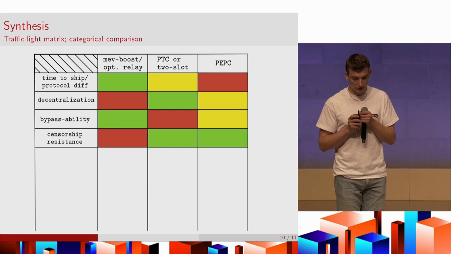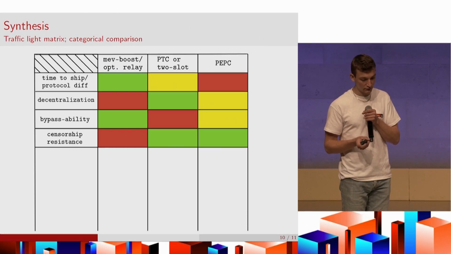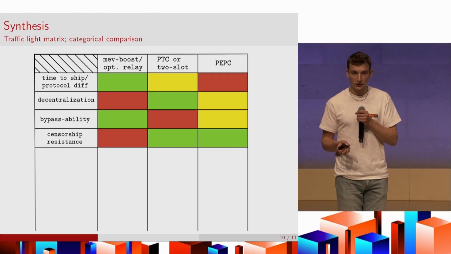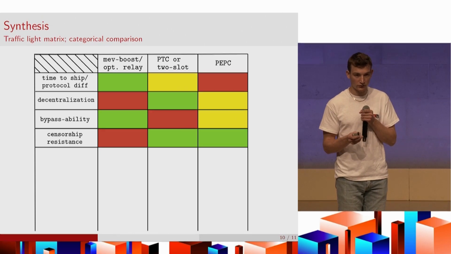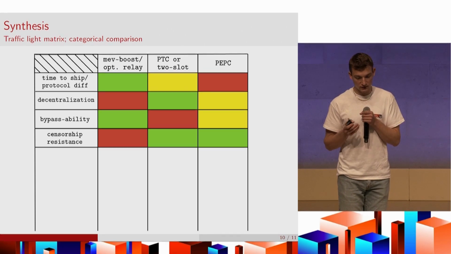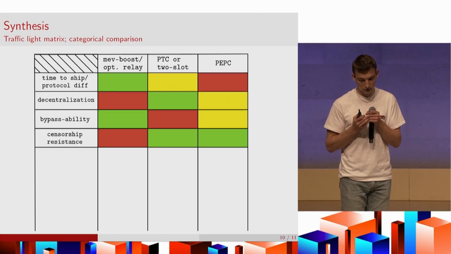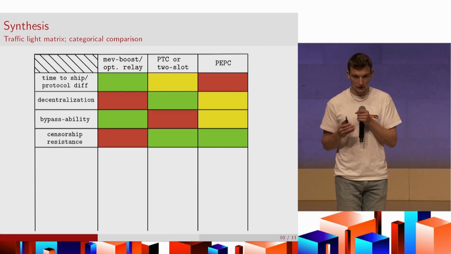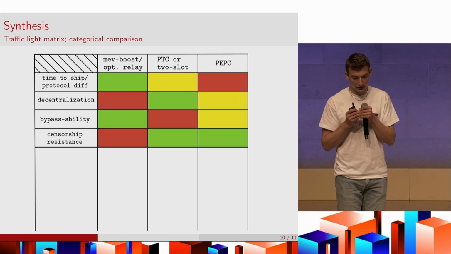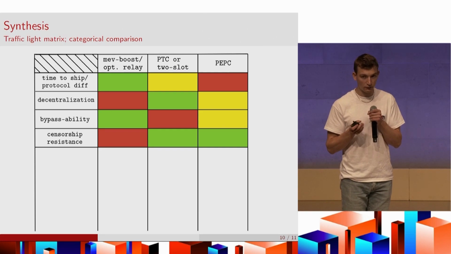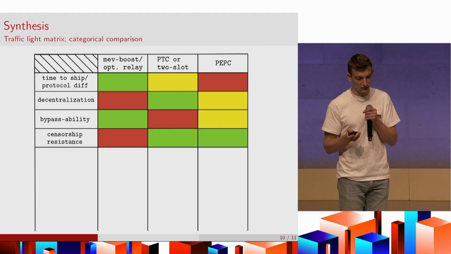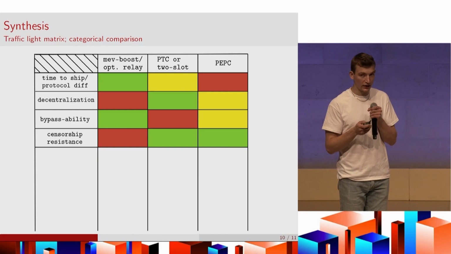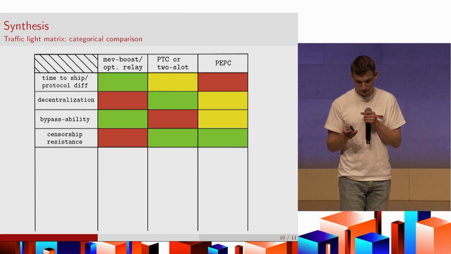In terms of censorship resistance, I put MevBoost as red because there's basically no way to do inclusion lists. There's no way to force through transactions in today's relay ecosystem. But both PTC and PEP-C are very out of the box compatible with inclusion lists, and that's the censorship resistant design that we're looking forward to in the future.